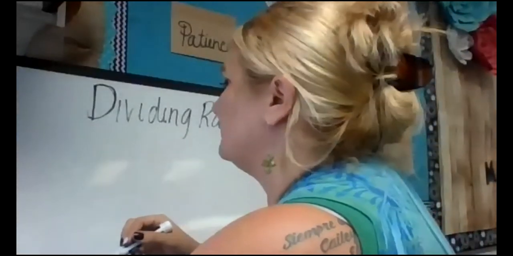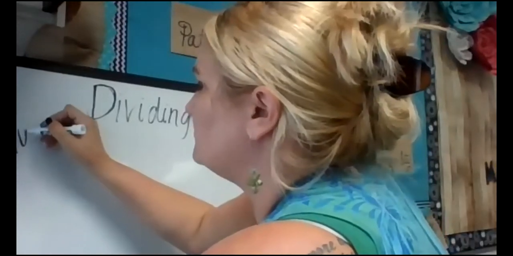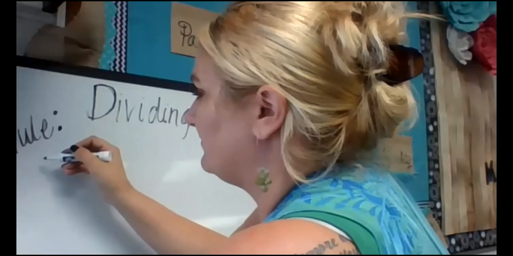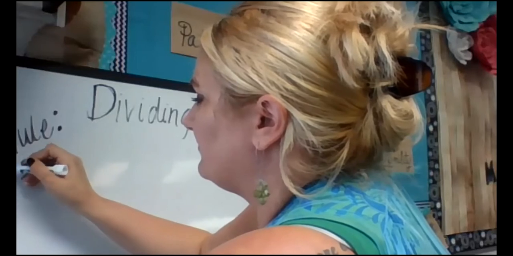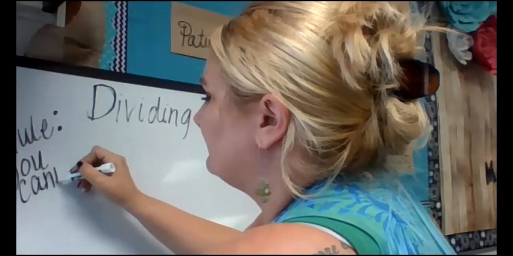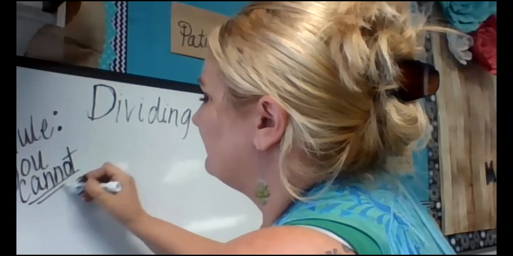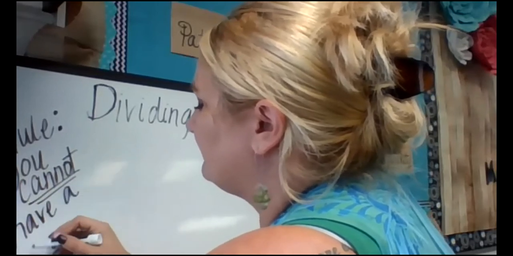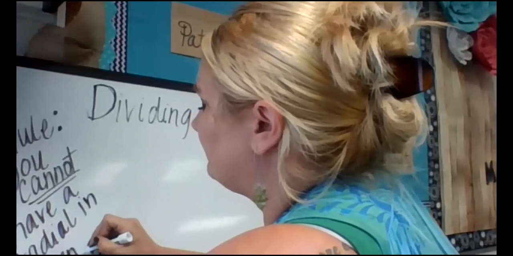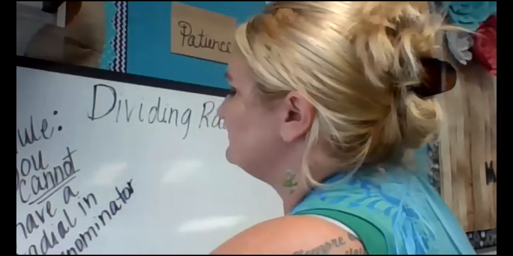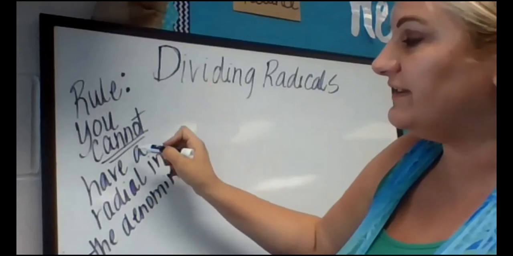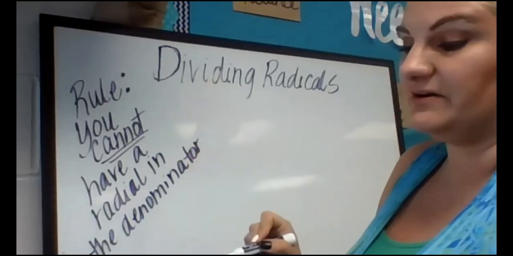When you divide radicals, did somebody wanna say the rule? You can only multiply radicals by other radicals. Okay, but we're dividing. Okay, so something that's super important that I would love for you guys to write down is the rule. You cannot have a radical in the denominator. Okay?